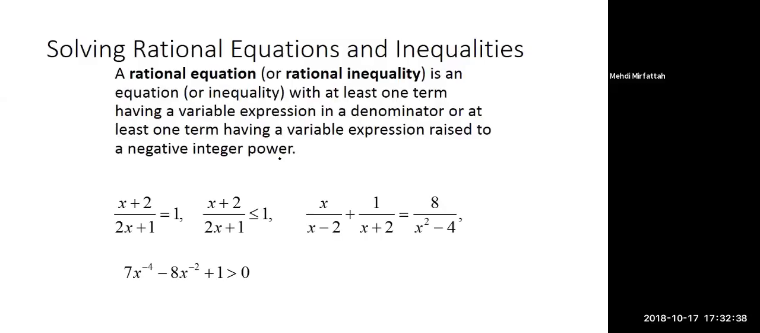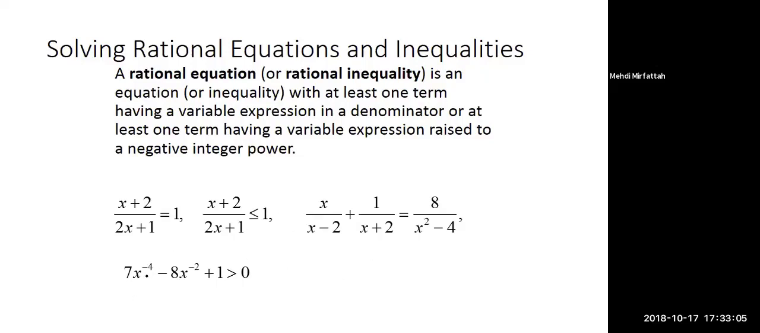A rational equation or rational inequality is an equation or inequality with at least one term having a variable expression in the denominator, or at least one term having a variable expression raised to a negative integer power. So these are examples of rational expressions in an equation or inequality.